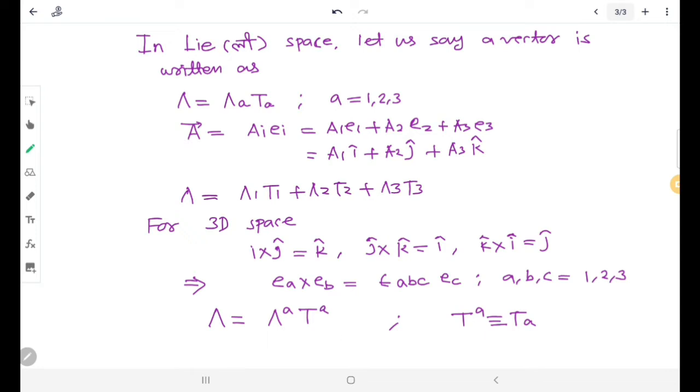But if it is in space-time, then we can have a temporal component as well, which can have a different structure or different signature in comparison with the spatial components, right? So do we have anything like this for the T^A vectors? Yes, we have. The very first property is that T^A and T^B, their commutator, is equal to i f^{ABC} T^C.